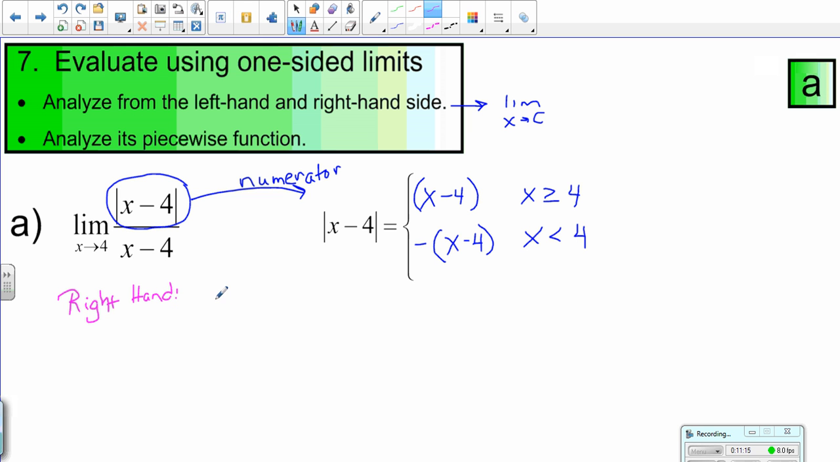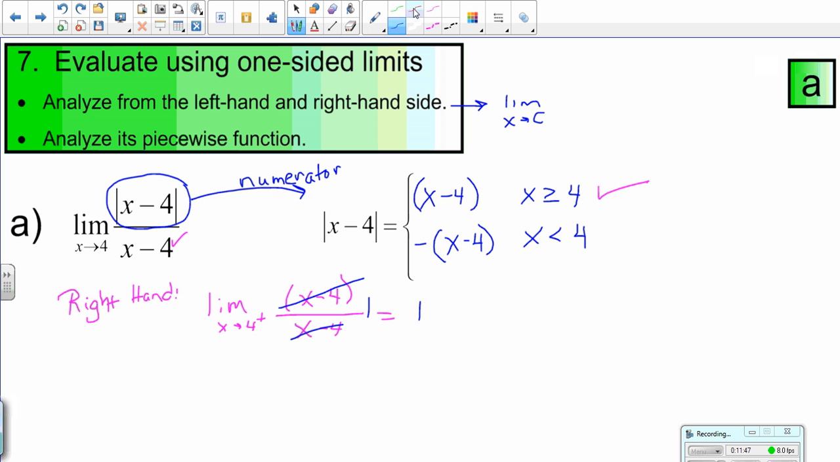So from the right-hand side, I'd be looking at the limit as x approaches 4 from the right. And when that is the case, I'm in this scenario here. So I can take my rewrite of the absolute value. All I need is x minus 4 on top, and then I'd have the x minus 4 denominator that's always there. Well, this is same over same, isn't it? So this would cancel away, leaving me 1. And so from the right-hand side, my limit is 1.